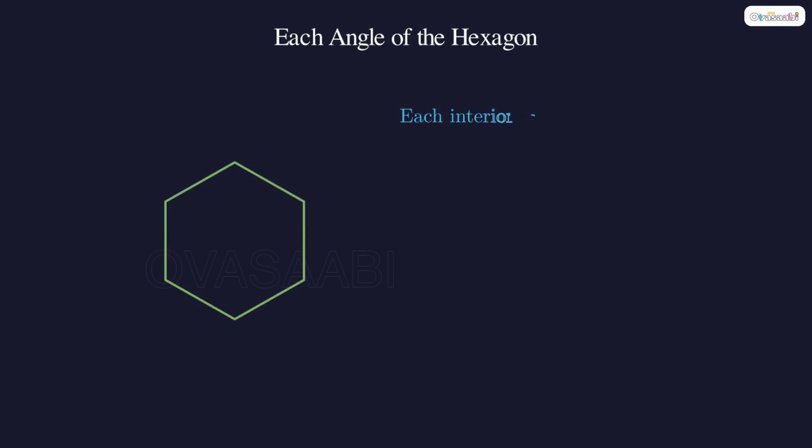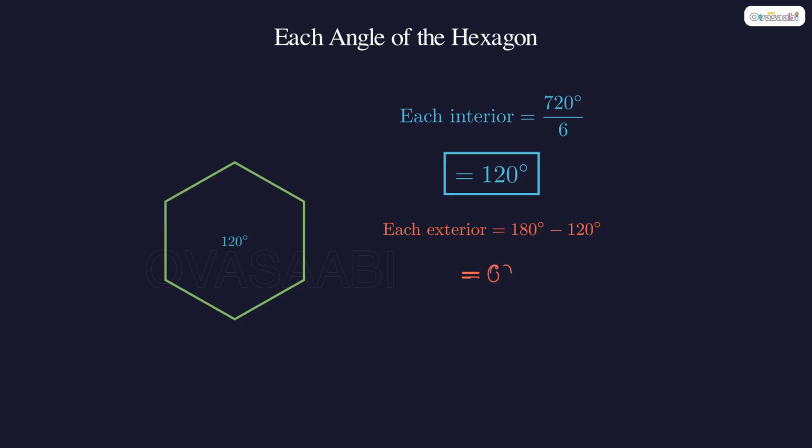Since it is regular, each interior angle is 720 divided by 6, which is 120 degrees. Each exterior angle is 180 minus 120, giving 60 degrees.